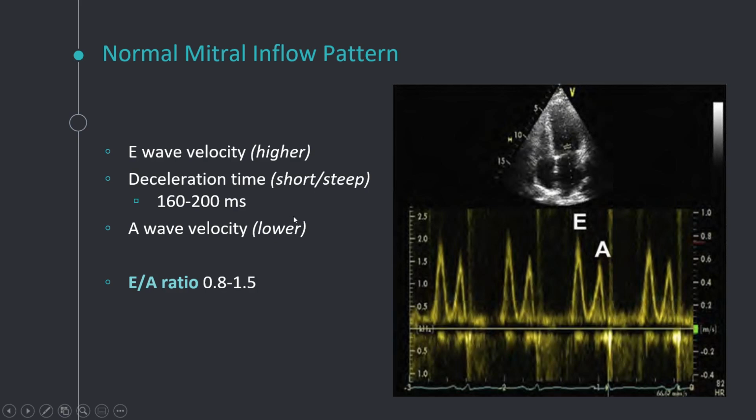So if you calculate the E to A ratio, it's not going to be low. It's going to be in the intermediate range, between 0.8 and 1.5. And as I'm going to go into later on, the E to A ratio is something that we often look at to see the relationship between the E and A waves, and it gives us a clue as to the filling pattern that we're going to talk about later on.